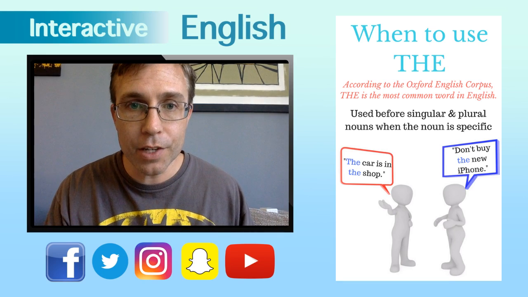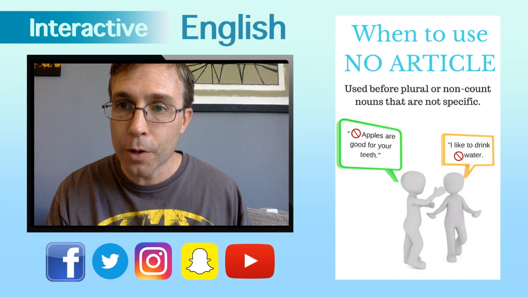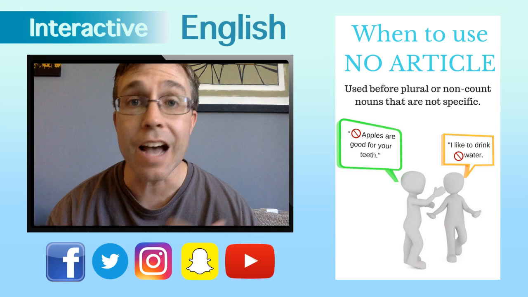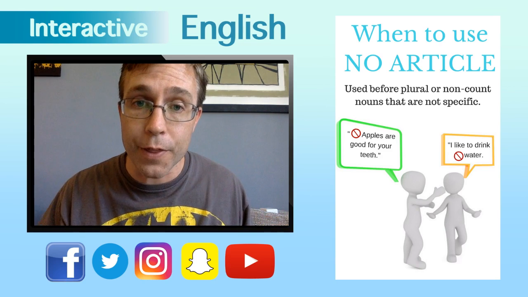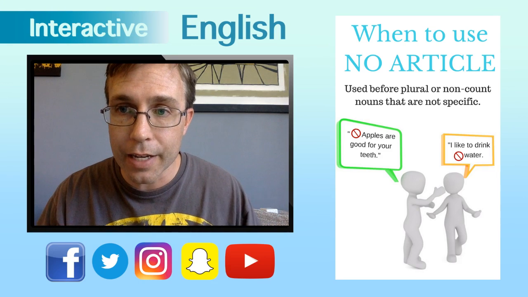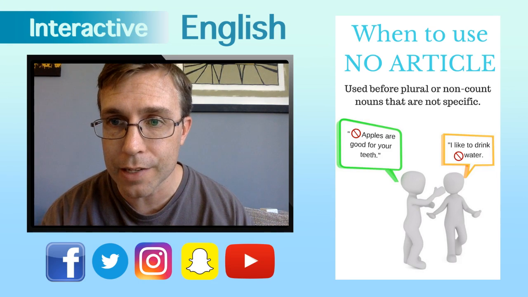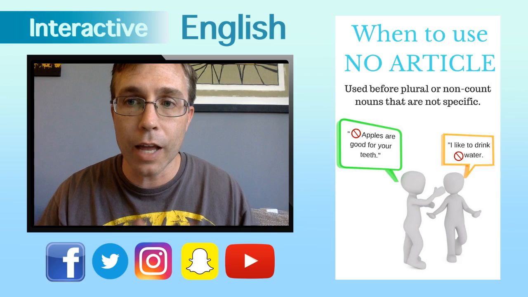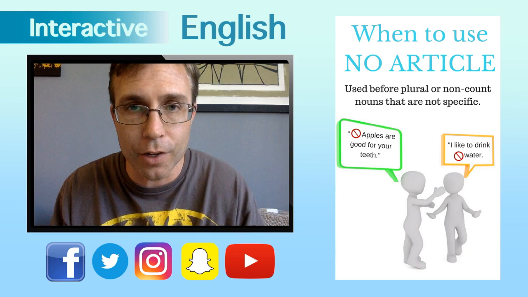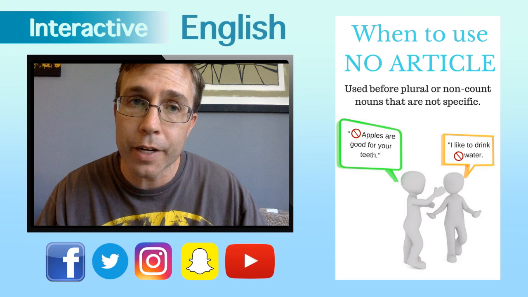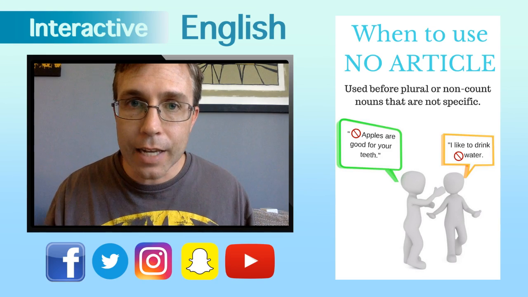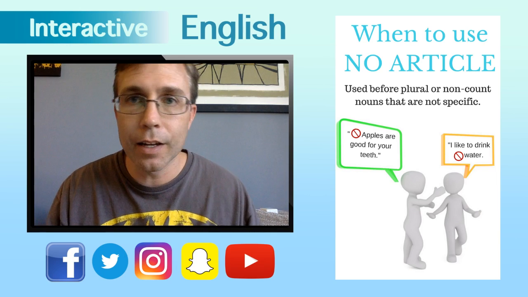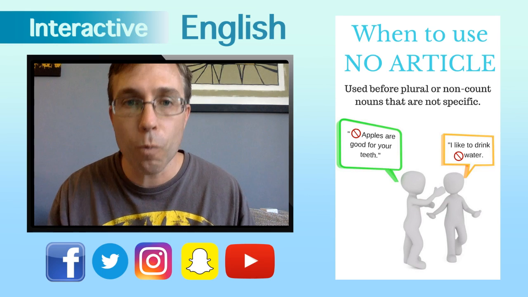If we're talking about zero articles, again, to review, we use those with plural and non-count nouns when we are not being specific. We are talking about things in general. Okay, I gave you those two example sentences. Apples are good for your health. We don't need the article, and I like to drink water. I just asked all of you a while back, what do you like to drink? It's a liquid, it's a non-count noun, it is not specific, so you'd say, yes, I like to drink tea, I like to drink juice, I like to drink soda, I like to drink water, okay?